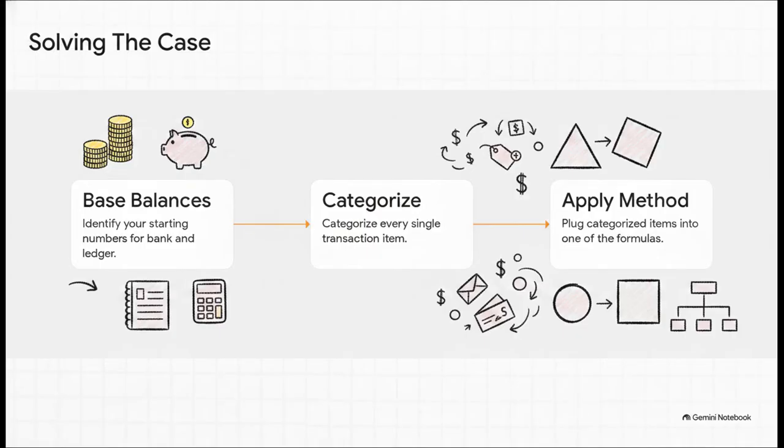Well, whenever you are faced with a giant wall of financial data like this, just don't panic. Rely on 3 simple steps. Step 1, identify your base balances. For us, that's the 10,000 bank balance and the 12,000 ledger balance. Step 2, look at every single transaction and categorize it. Ask yourself, is this a deposit in transit, a debit memo? Put it in a bucket. And step 3, just plug those categorized items right into one of our 3 formulas.